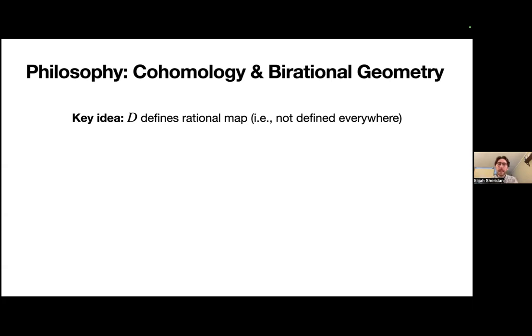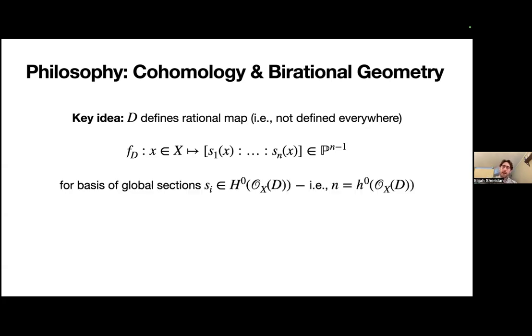Okay. So let me try and present some of the more technical aspects of the way in which we went about understanding the structure by talking about the dictionary or relationship between cohomology and birational geometry. The cornerstone idea is that any divisor D defines a rational map, or a map that isn't defined everywhere. It can have poles in places, but is defined on a dense open subset of the variety, which is given by taking any point in the variety and mapping it to a linearly independent basis of global sections at that point, and letting these define homogeneous coordinates in an image projective space.